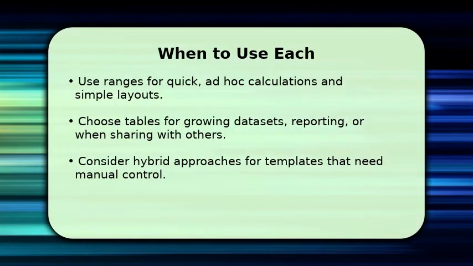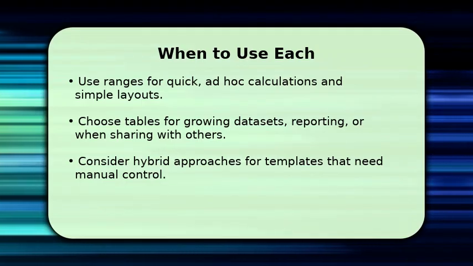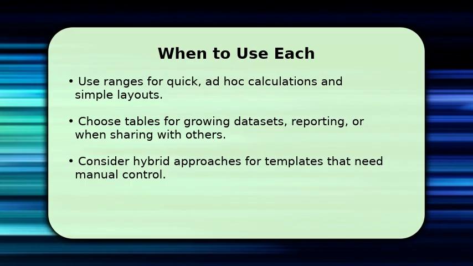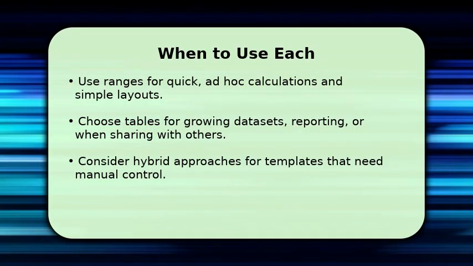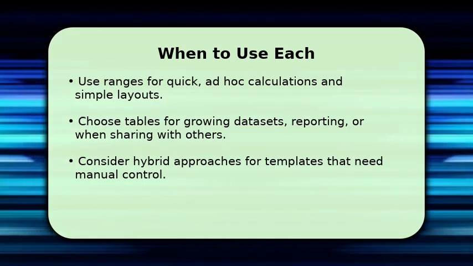Deciding between a range and a table depends on your project scope and maintenance needs. For quick one-off analyses, a range is fast and flexible, but it can become fragile as data grows. For regular reports, lists, or shared workbooks, a table reduces manual updates and prevents broken formulas. I will compare scenarios like imports, pivot preparation, and formula robustness so you can pick the right structure for each task.